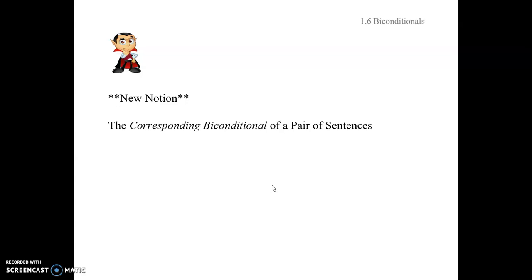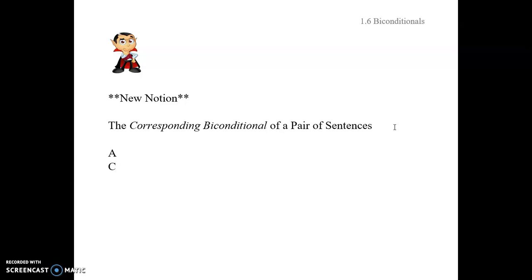But in order to introduce that, we first have to get clear on the concept of a corresponding biconditional of a pair of sentences. So the best way to do this, I think, is by example. Now, this might sound very complex, but trust me, it's actually really, really easy, and you can do some pretty nifty stuff with it. Let's suppose that your professor picks a pair of sentences out of a hat. First, he picks this sentence out of a hat, and then full replacement, so he could pick A again, but he doesn't. He picks this one.